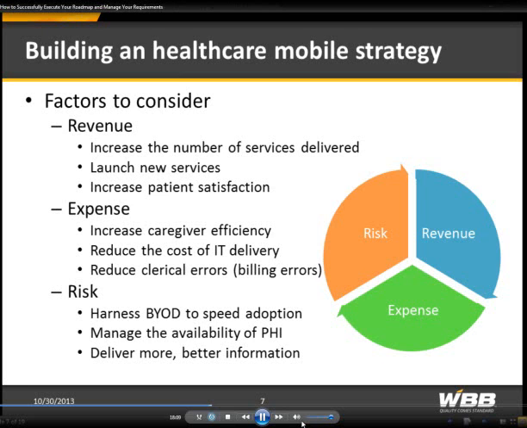What are some of the factors to consider in implementing a successful healthcare mobile strategy? Of course, revenue, expense, and risk are the top 3 factors. From a revenue standpoint, yes, you definitely want to increase the number of services that are delivered out there, and you want to be able to launch new services that address a whole variety of needs. At the same time, you want to be able to increase patient satisfaction.